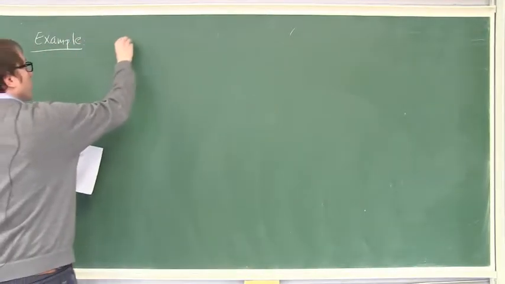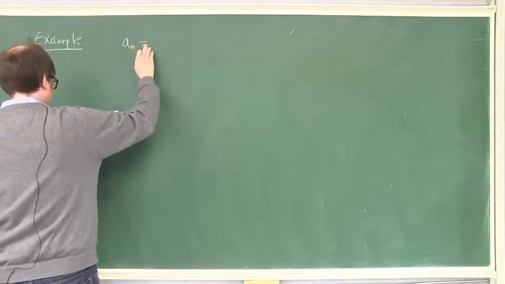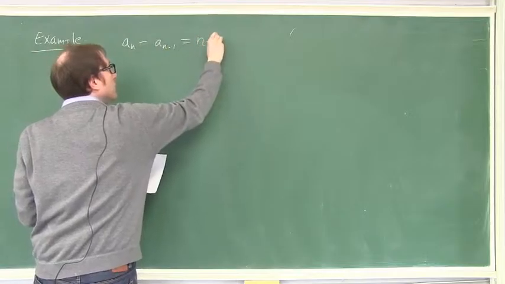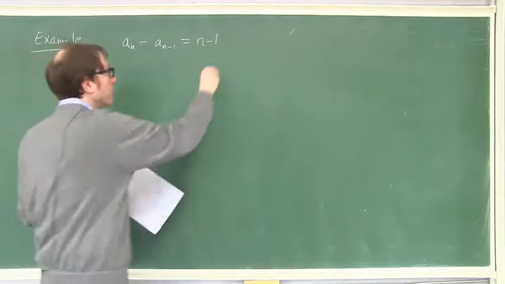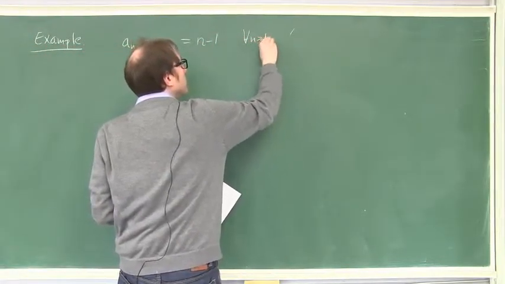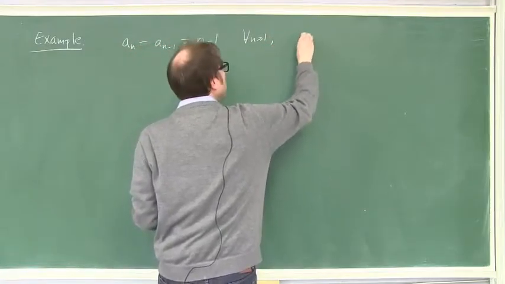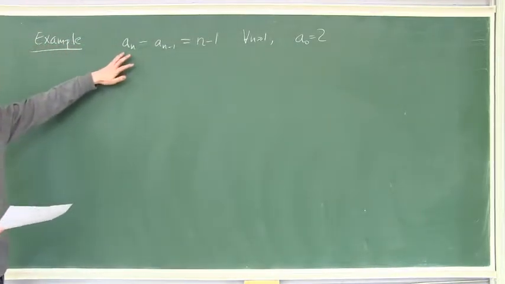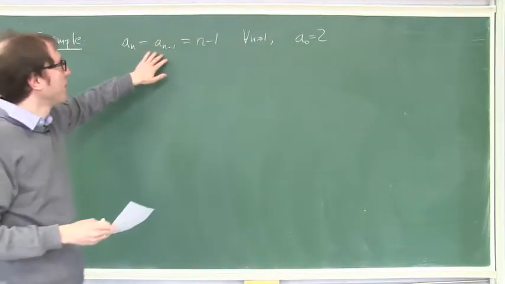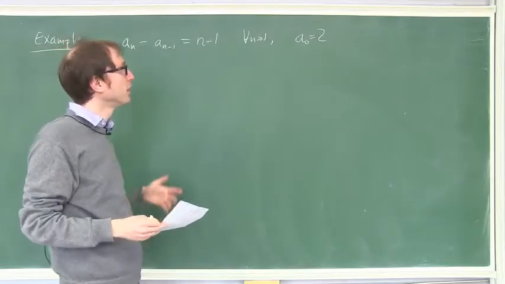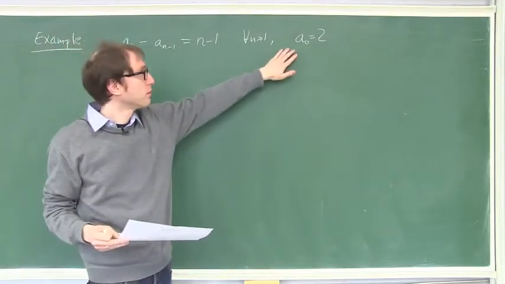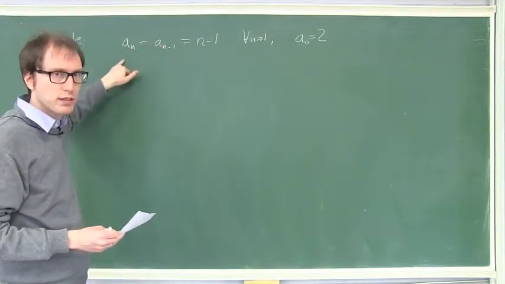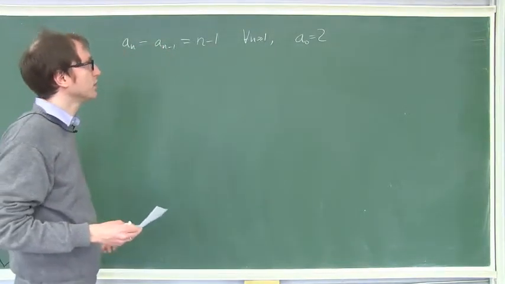And so here's the one I want to look at. Very simple one. So a very simple recurrence relation: a_n minus a_{n-1} has to be equal to n minus 1. And we only have one initial condition because this is of order 1. You only need a_0. Once you know a_0, you know what a_1 is. Once you know a_1, you know what a_2 is. So we only need 1.